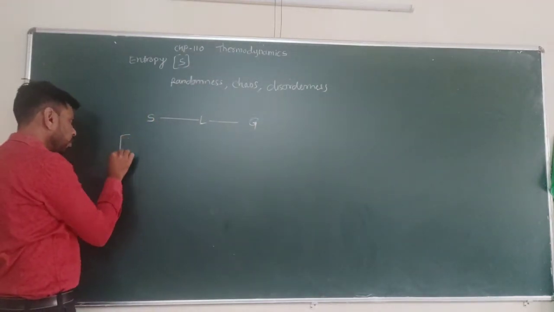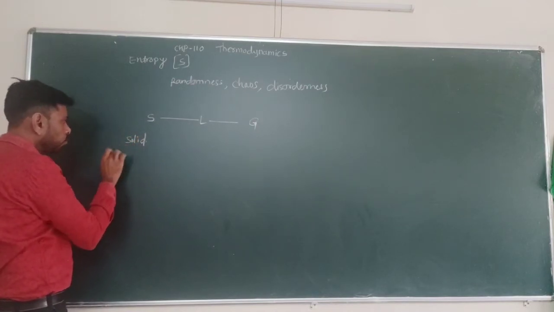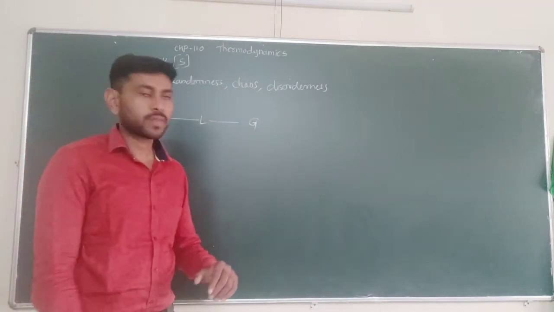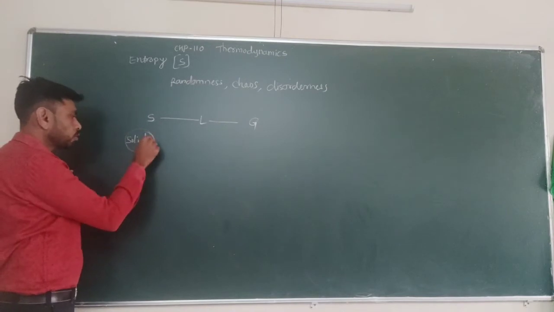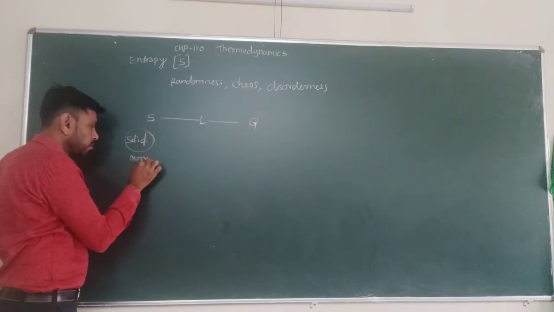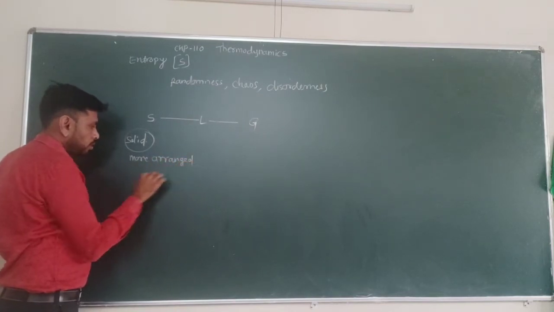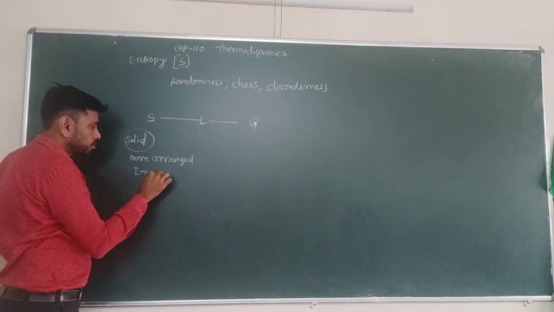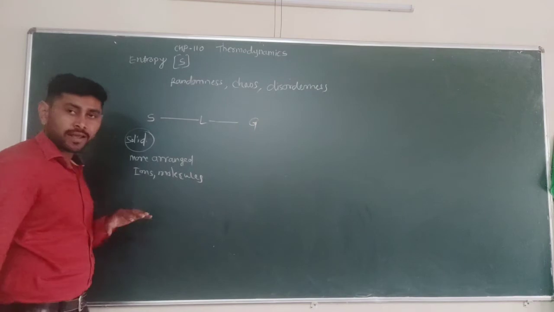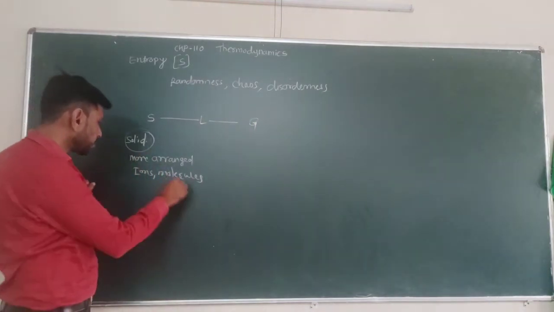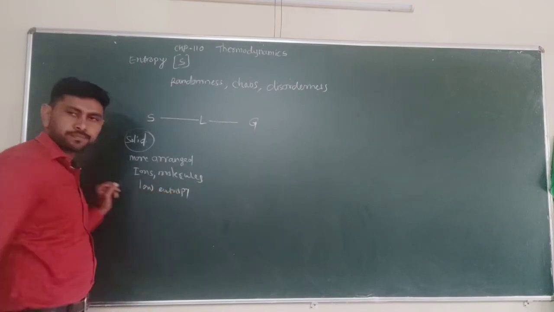As we know, the molecules in a solid are more arranged due to the higher force of attraction. The intermolecular force of attraction is higher in solids, so there are more arranged structures of ions, molecules, atoms, etc. So these are in a more arranged state, and an arranged state means low entropy. The entropy of the system is low.